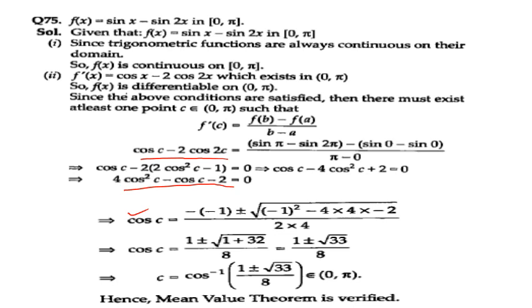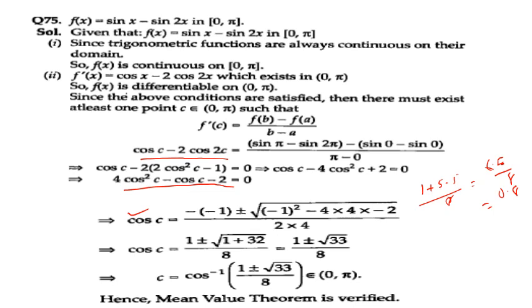So both the values will be in c. That is, c is cos inverse of 1 plus or minus root 33 by 8, whatever the value. 1 plus root 33, approximately what is it? Root 33 is 5.5. So 1 plus 5.5 is 6.5, and 6.5 by 8 is approximately 0.8 something. Cos inverse 0.8.